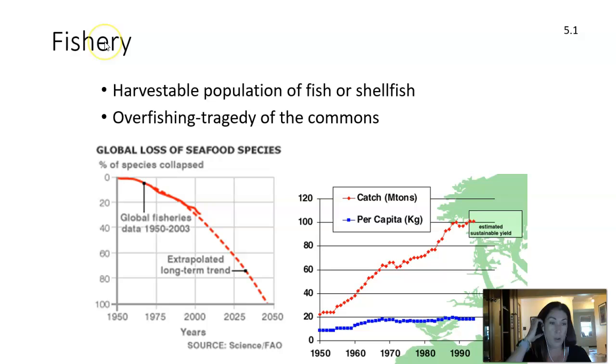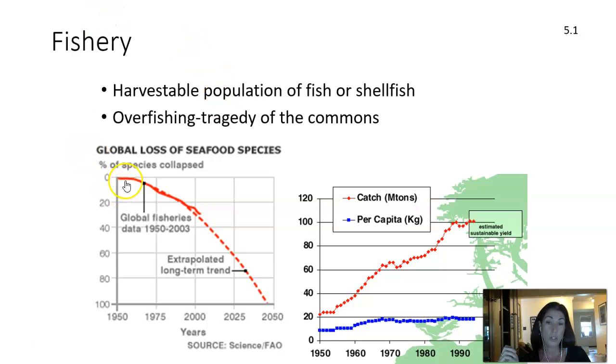Now, one thing that we need to understand is exactly what a fishery is. A definition of a fishery is a harvestable population of fish or shellfish. Now, this is often a great example of tragedy of the commons if we take too much fish out. In particular, fish in the open ocean, because multiple countries could be going after similar fish and not be communicating how many they're taking out. And this is a very good example of why our whale populations declined so rapidly, because they were overfished. We took too many out and did not give them a chance to reproduce.